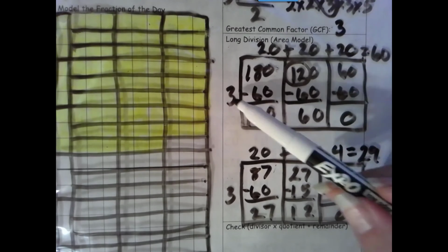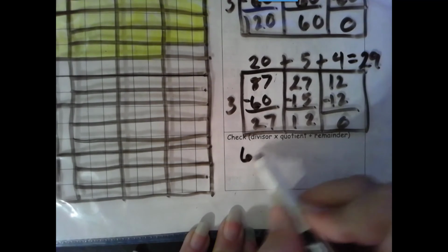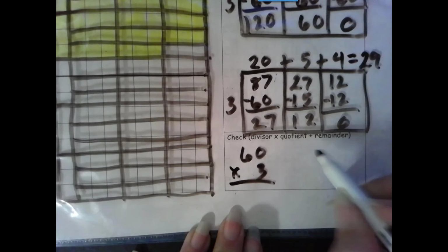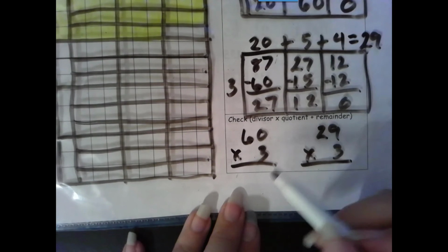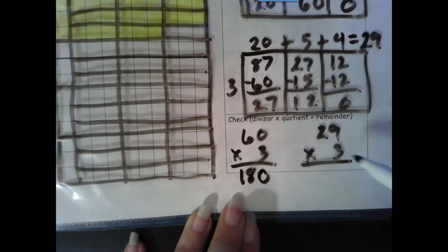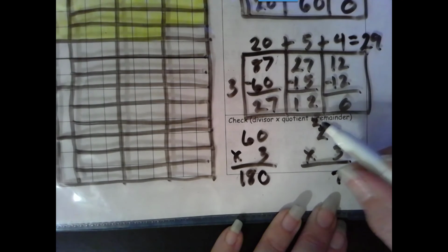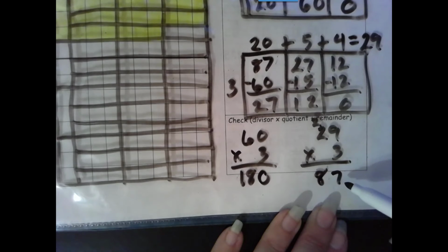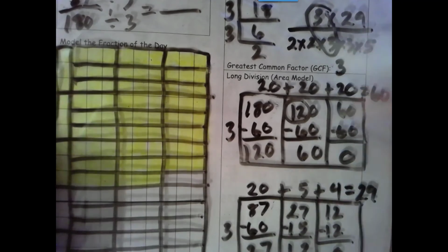Let's check. Divisor times quotient plus remainder. Since our remainder is 0 for both, and the identity property of addition says when you add 0 it stays the same, I'm not going to actually add the 0. 3 groups of 0 is 0. 3 groups of 6 tens is 18 tens. 3 groups of 9 is 27. 3 groups of 2 tens is 6 tens, plus 2 more is 8 tens. Okay, 87, that matches here, so that checks. 180 matches my dividend here, so that checks. That means my numerator is definitely 29, and my denominator is definitely 60.